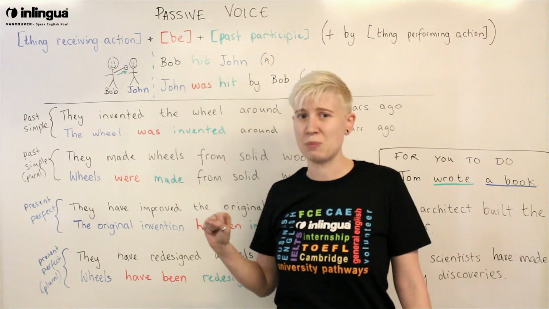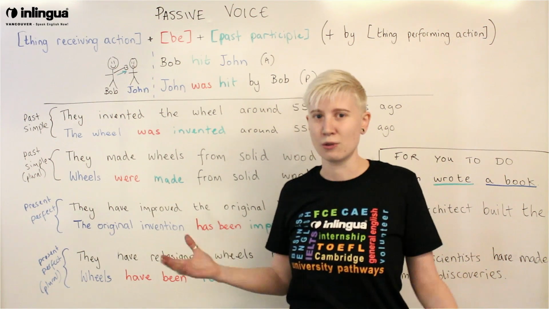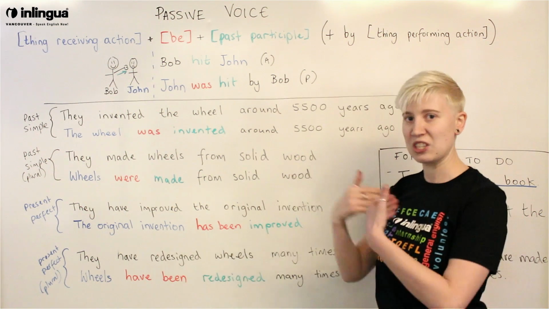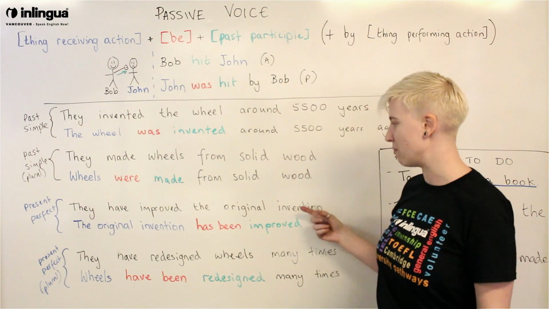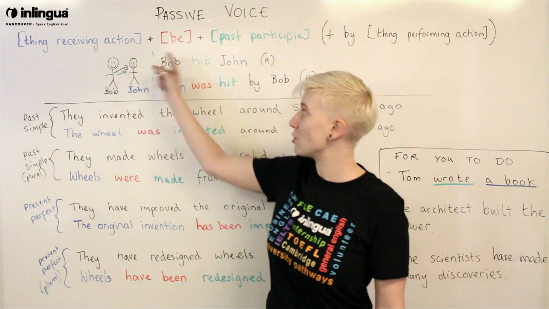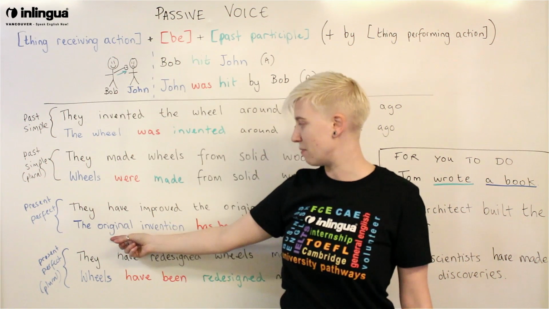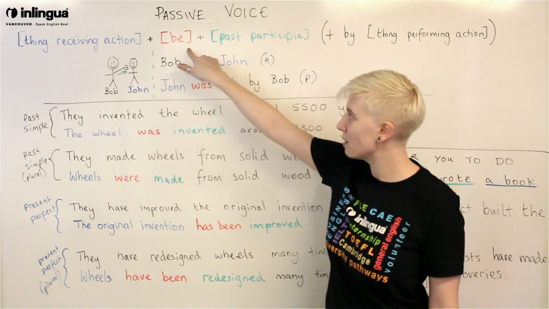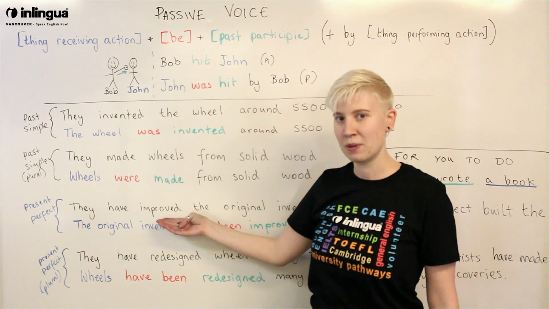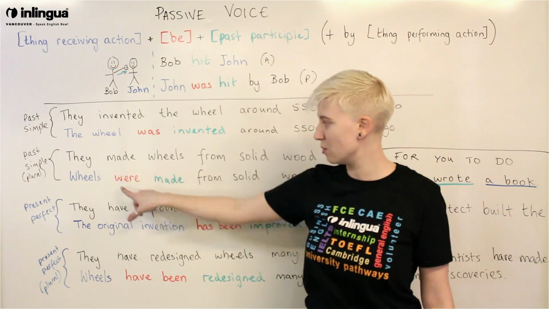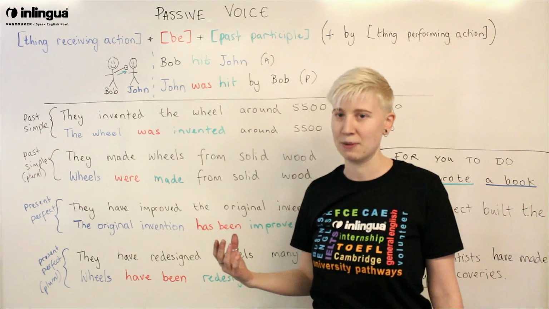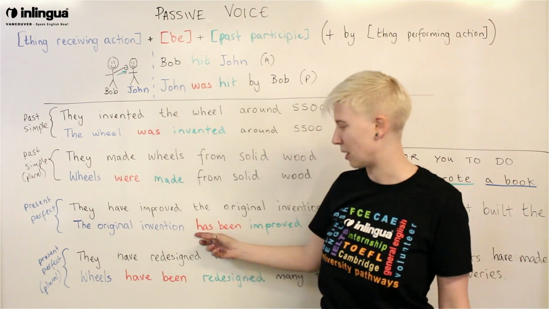So we're going to remove those people from this sentence and focus on the result, on the action. The invention here is what receives the action. The original invention is going to come to the beginning of the sentence in blue, matching our original form structure. The original invention. And then we need be in red. But here, we're in the present perfect form, which is a little bit different. We can't just use the form of be, we have to keep it in the present perfect, otherwise we're changing the grammar. So here, have becomes has.